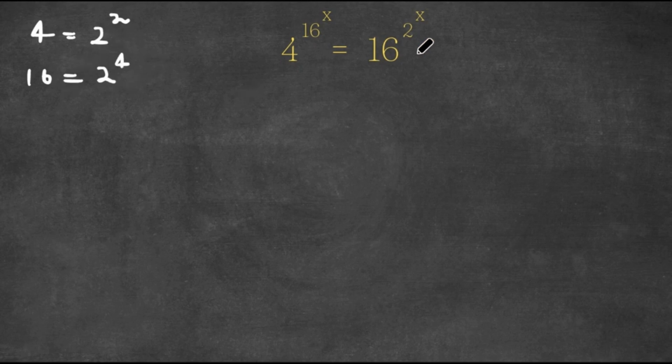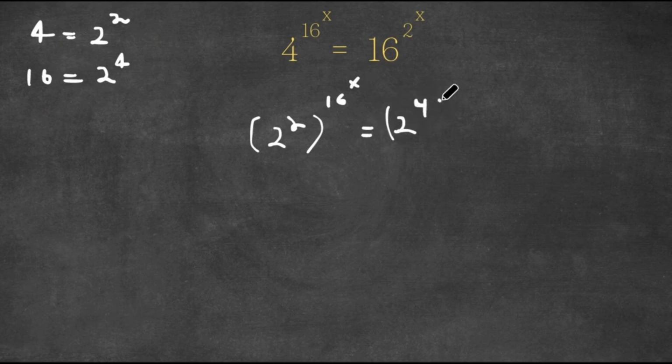So now I'm going to replace these with 4 and 16. So now we have 2 squared to the power of 16 to the power of x. And now this is equal to 2 to the power of 4 to the power of 2 to the power of x.